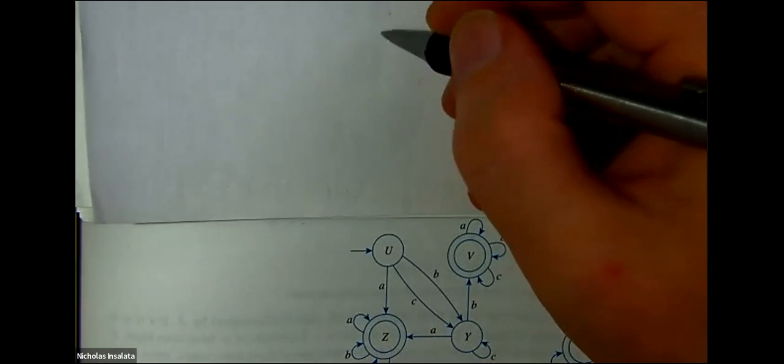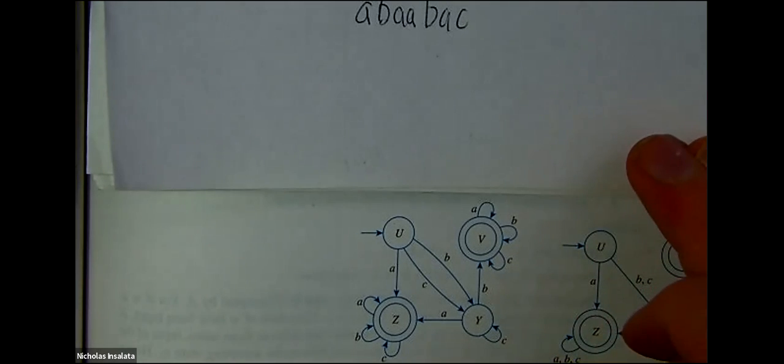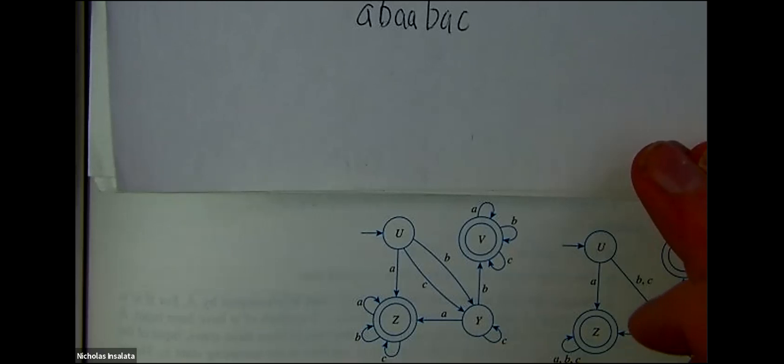So on this machine, let's think about some strings and where they're going to go. Let's say we have A, B, A, B, A, C. And let's see where we're going to go. Now we can see. Okay. Perfect. So let's work through the states where we're going to go to.